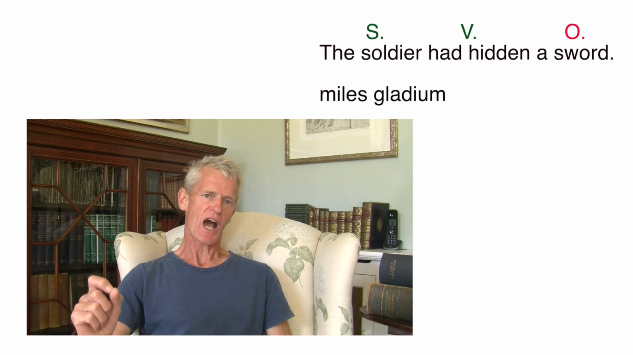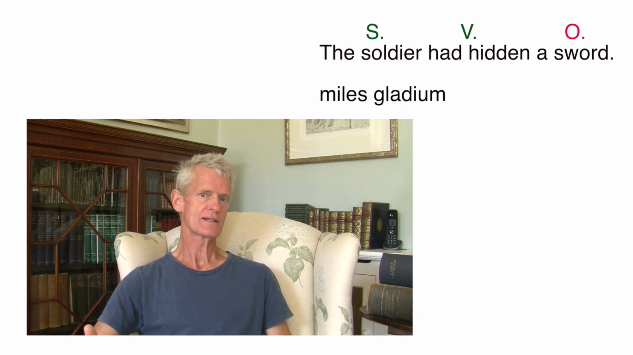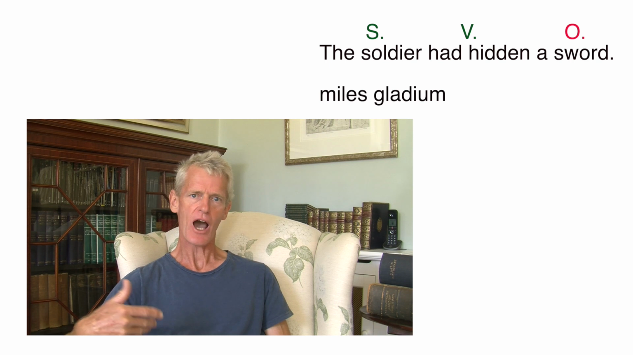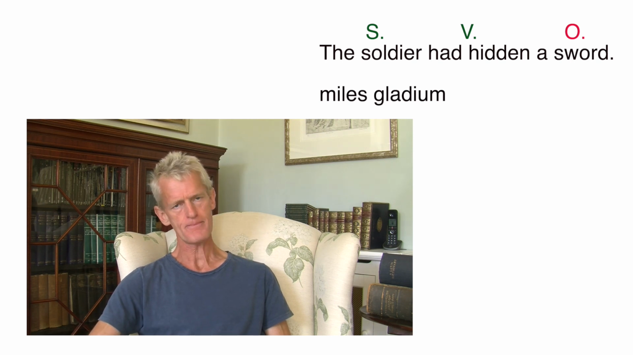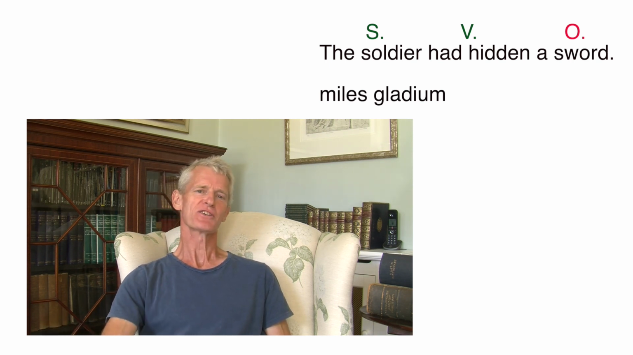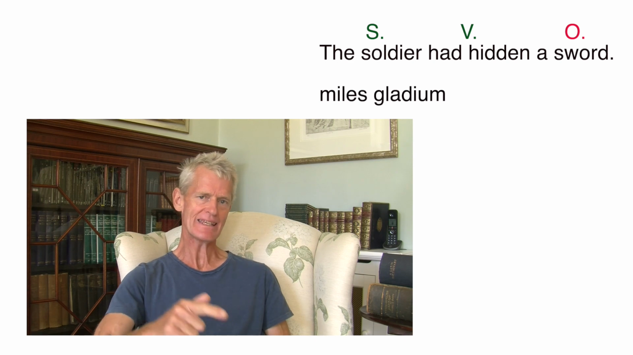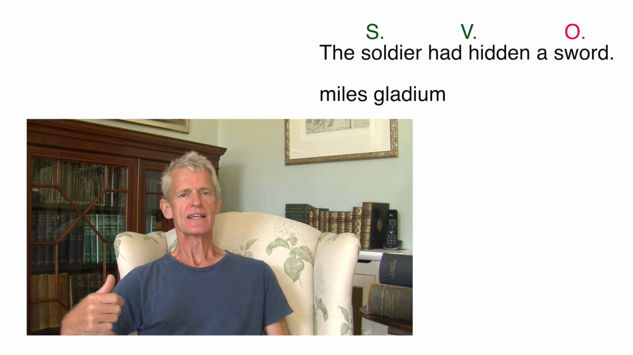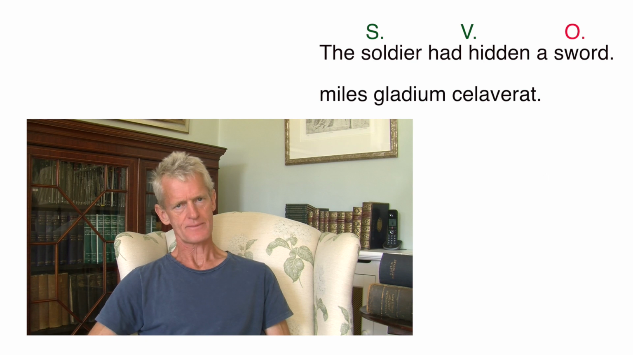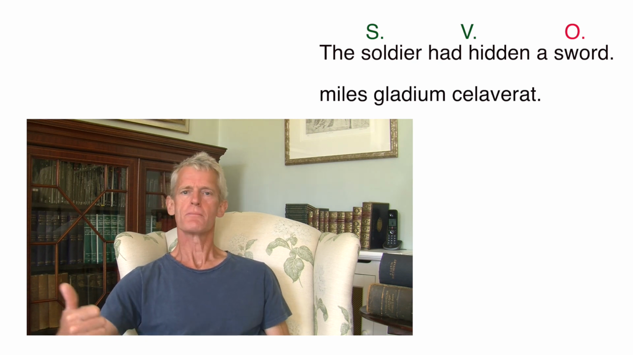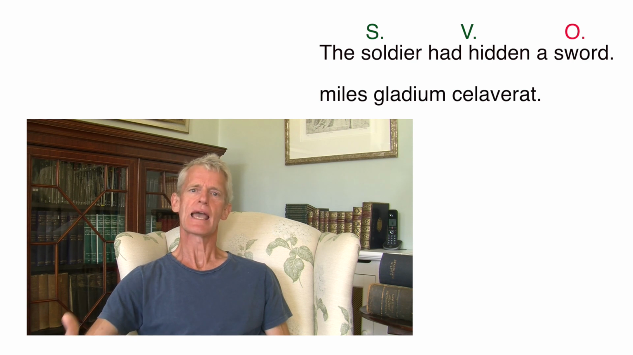The Latin for to hide is calo. Calo, calare, calavi, calatum. Goes like amo. So, "had hidden," he had hidden, calaverat. Okay, so we've got miles, gladium, calaverat.